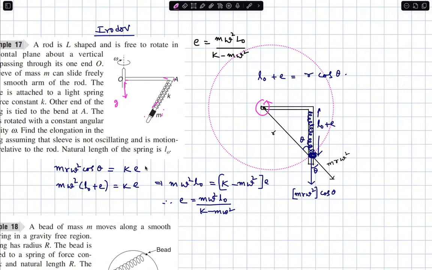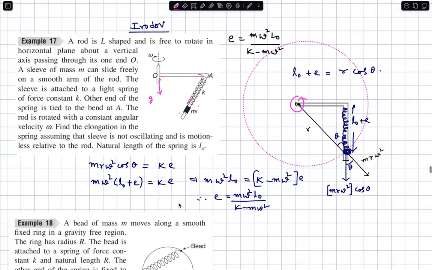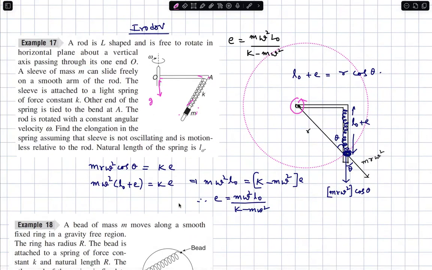Correct, na? Otherwise, how will you have equilibrium sustained here? Now, m omega square, see, by the way, geometry says if this is r and this is theta, then r cos theta is nothing but L naught plus C. Geometry, trigonometry. So therefore, I have used that. From this, I got the elongation. It's a very famous problem. It's an IIT question, basically.